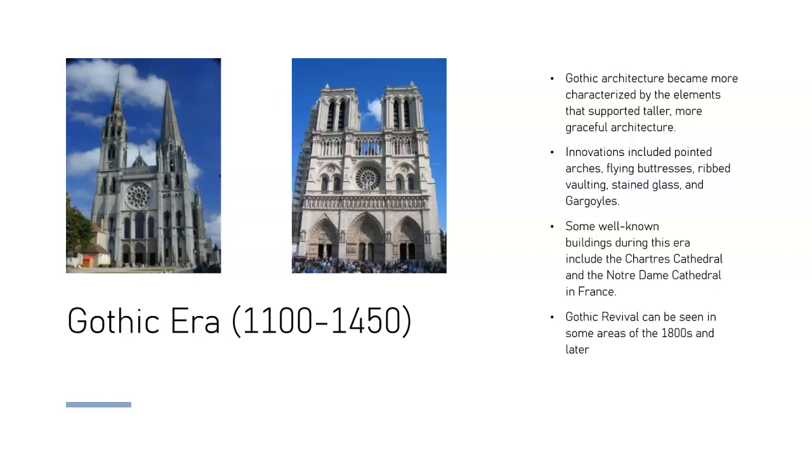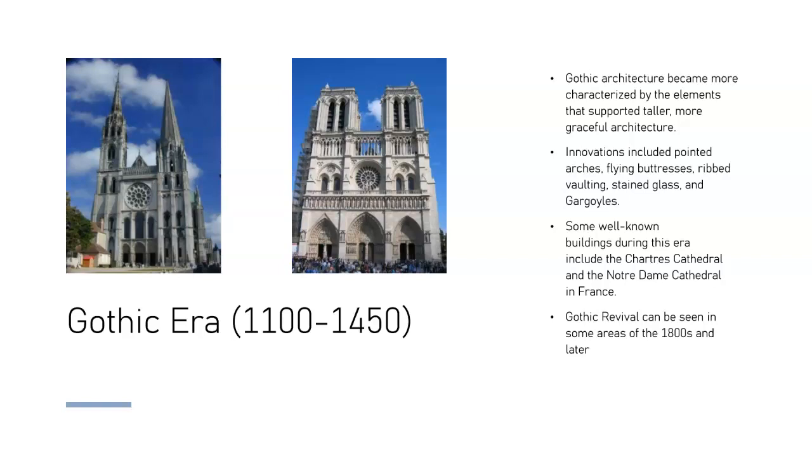So, following that era, we have the Gothic era. Gothic architecture became more characterized by elements that supported taller and more graceful architecture. You had different innovations such as arches, flying buttresses, ribbed vaulting, stained glass, and the little gargoyles that you see on the outside of some of these buildings. Some of the well-known buildings: on the left we have the Chartres Cathedral, and on the right we have the Notre Dame Cathedral in France.